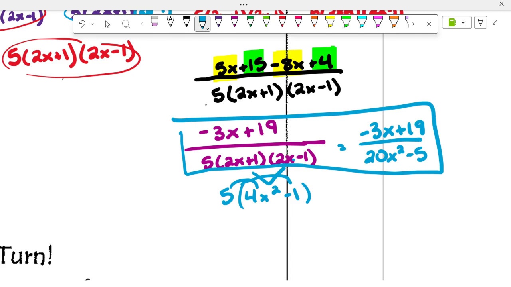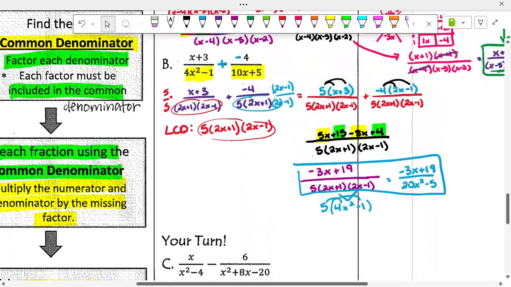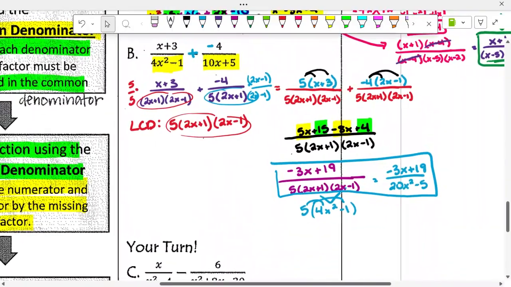All right, so here's what I want you to do. In your groups, go to your whiteboards, try letter C. So go to your group boards, try letter C. I'll leave C up for reference. So you're doing C.